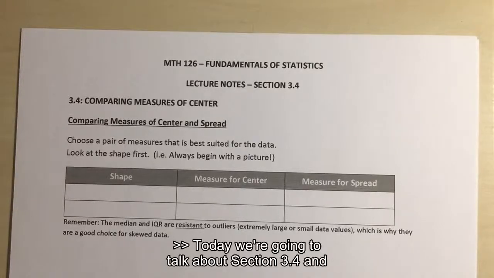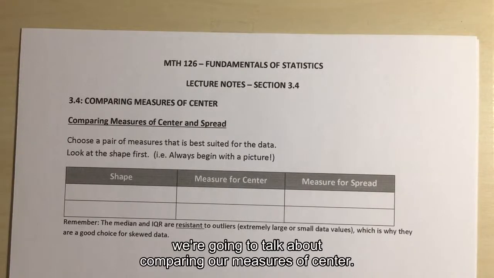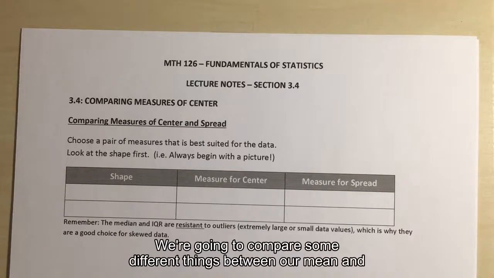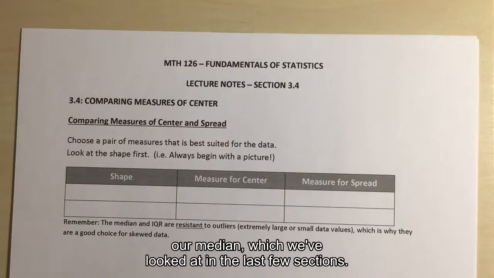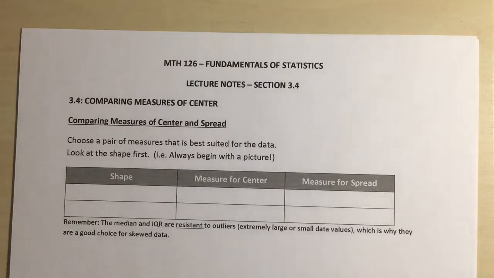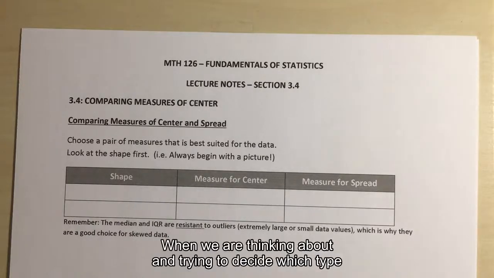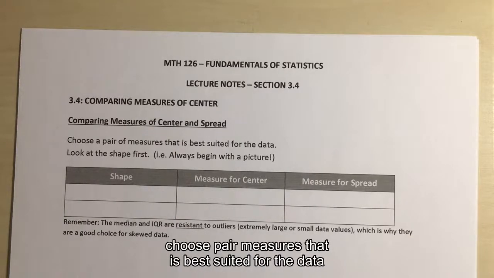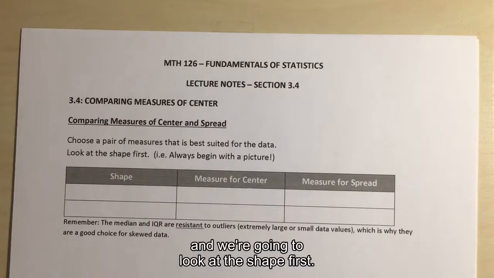So today we're going to talk about section 3.4, and we're going to talk about comparing our measures of center. So we're going to compare some different things between our mean and our median, which we've looked at in the last few sections. When we are trying to decide which type of measure of center we want to use, we want to choose a pair of measures that is best suited for the data, and we're going to look at the shape first.